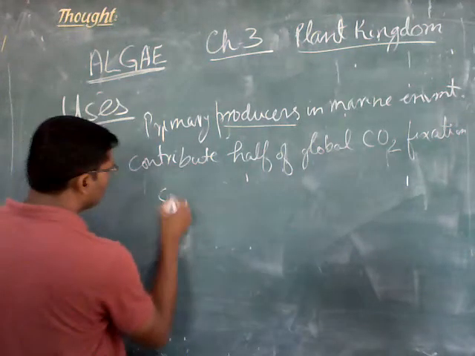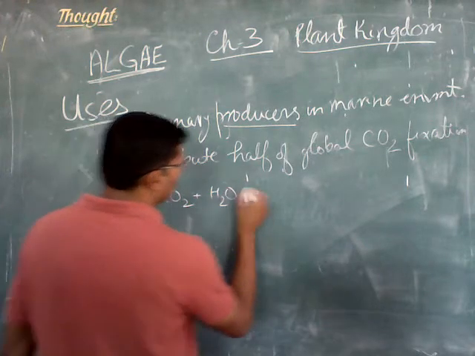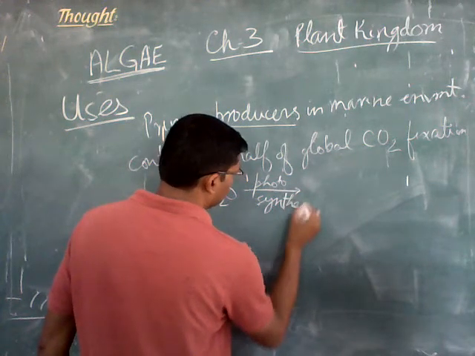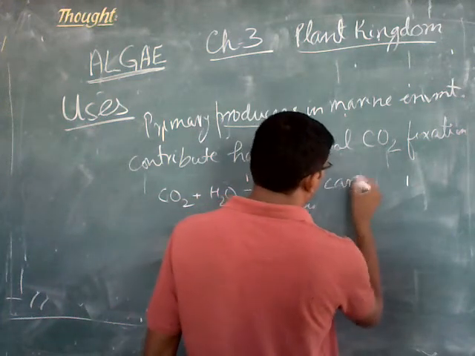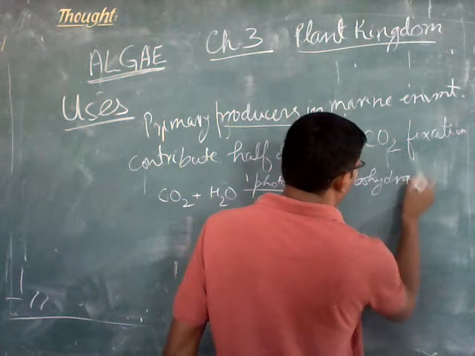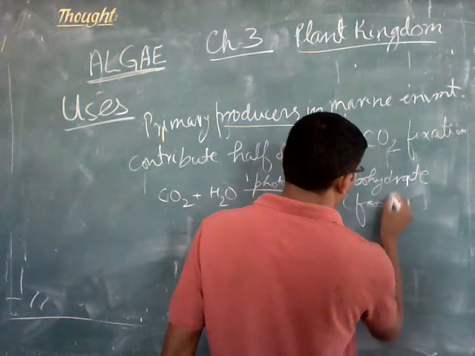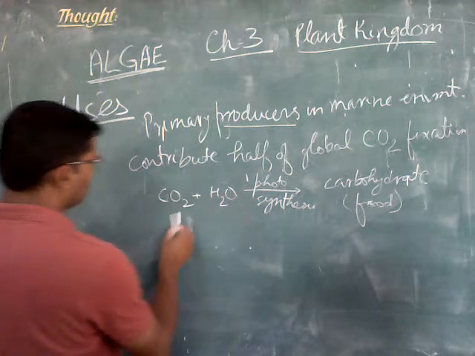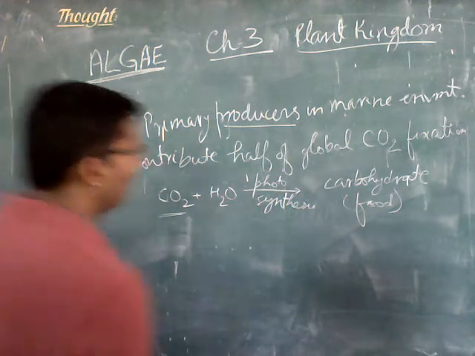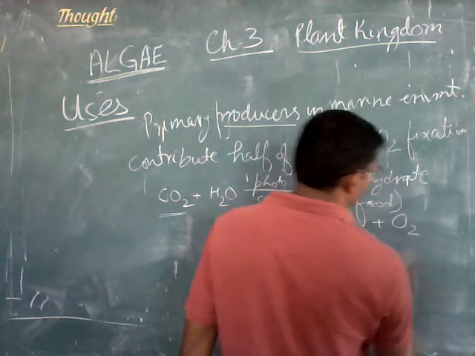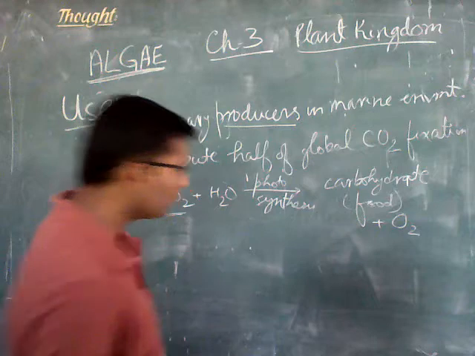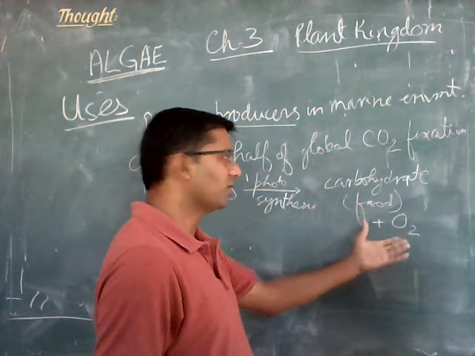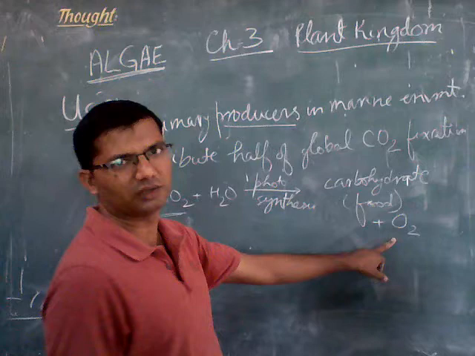So, how do we get food? You all know that CO2 plus H2O, through the process of photosynthesis, is converted into carbohydrate, and this is food. In this way, through photosynthesis, these organisms reduce the carbon dioxide and also release oxygen, which serves as the breathing gas for us. All animals, and even all plants, utilize it for respiration. This oxygen is very necessary.